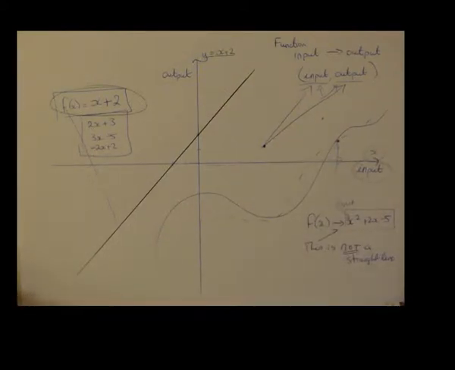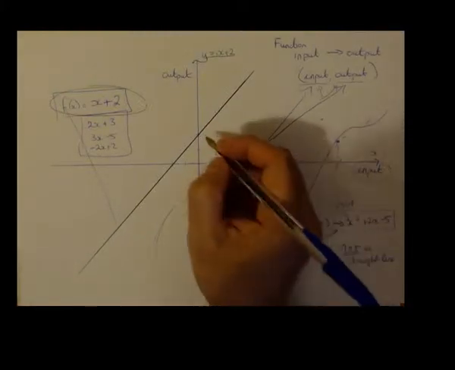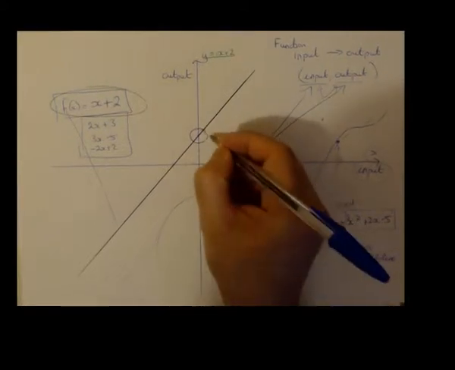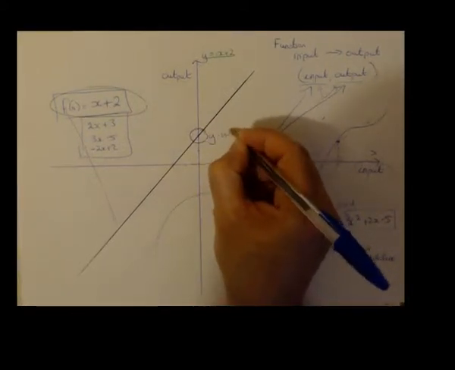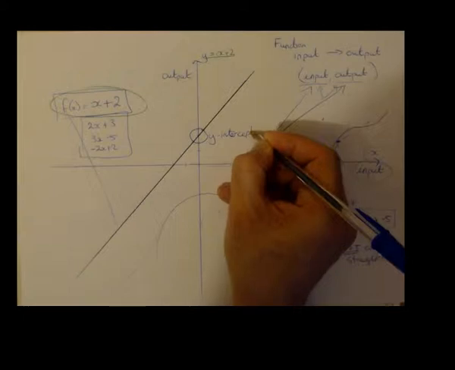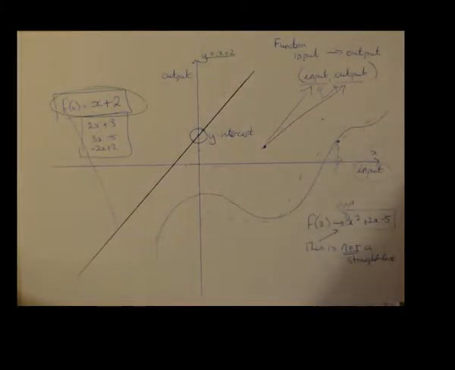So there are just two questions I'm going to ask you about this function that we can find out using our function. The first question is, this is called the y-intercept. Where does it hit the y-axis?